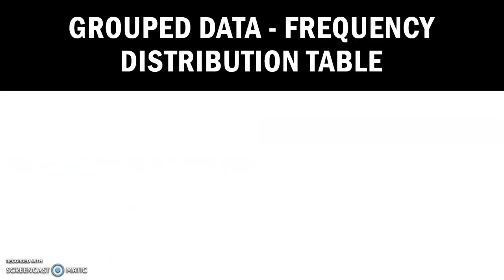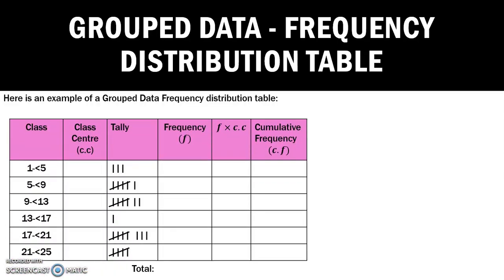Moving on, we're going to look at grouped data and the frequency distribution table of grouped data. So here's an example. For grouped data, we have 6 columns: the class, the class center, the tally, the frequency, the F times CC column, and the cumulative frequency column. This is very similar to our normal frequency distribution table. There's just a few things that are different.